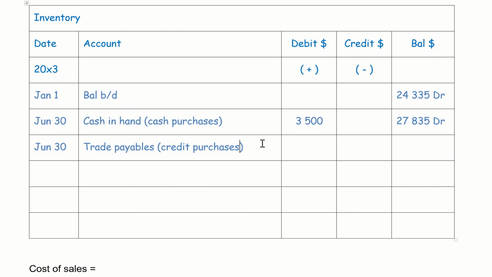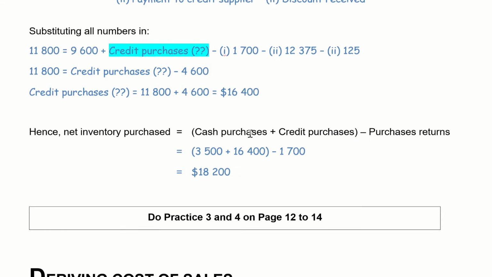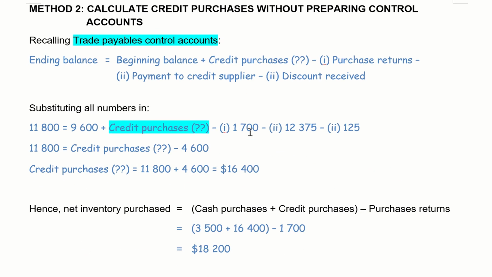You get your credit purchase number from what you calculated above just now. So I'm going to scroll up again. There you go. Can you see this portion here? Where you calculated your credit purchases and you found that your credit purchases is 16,400. So you are going to use 16,400 and substitute that into your inventory ledger.